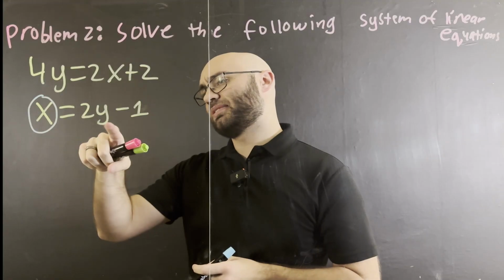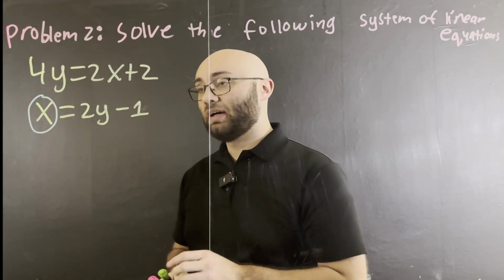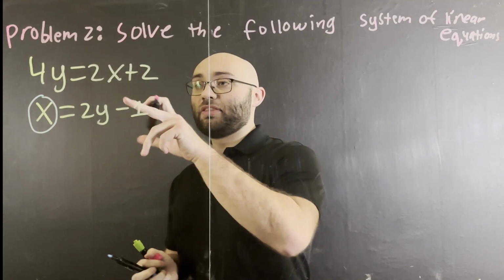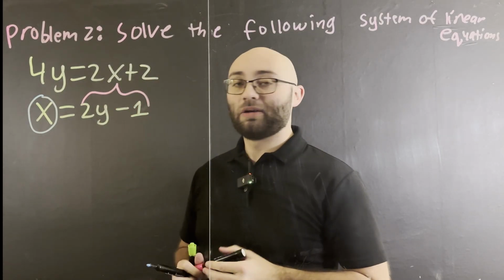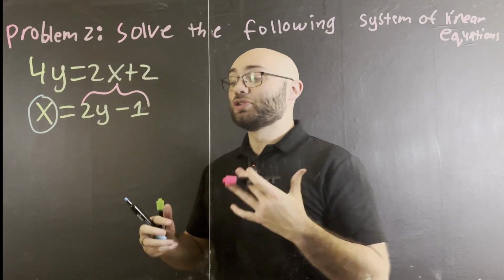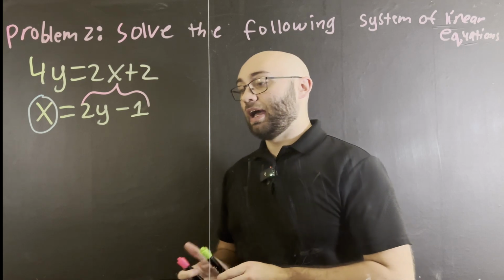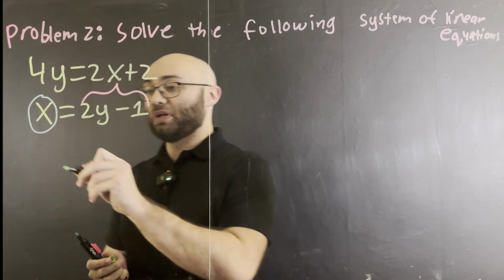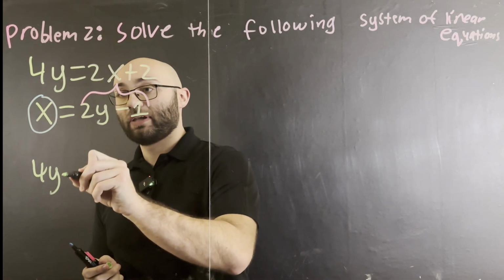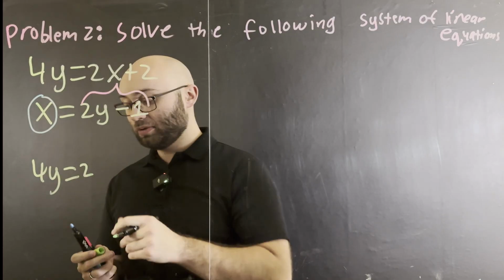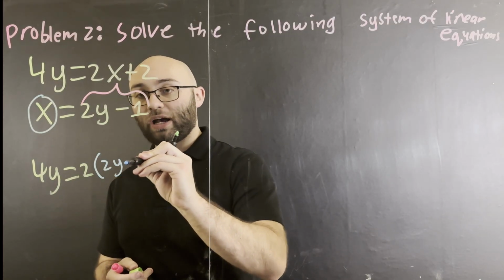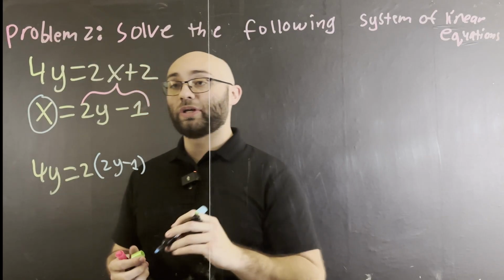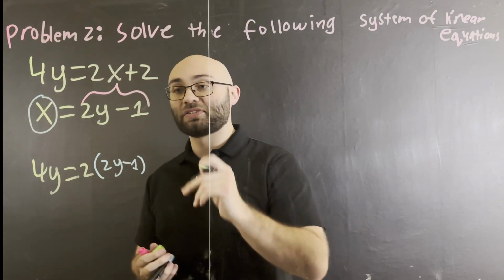Well, since this x is equal to 2y minus 1, that also means that this x right here also has to equal 2y minus 1. So we're going to sub out that x. And our new equation is going to be 4y is equal to 2 times 2y minus 1. As a reminder, we always, when we plug things in, put parentheses around it.